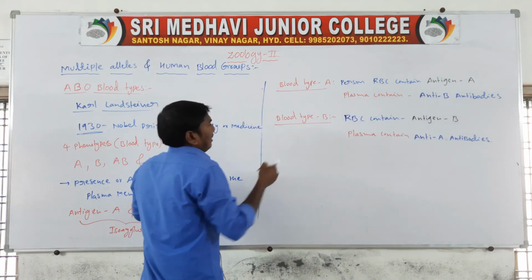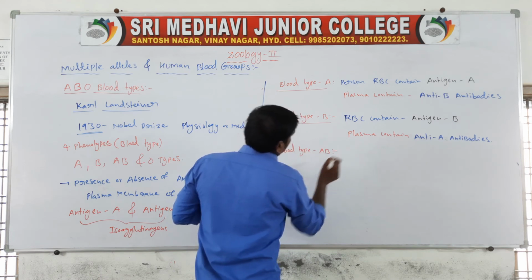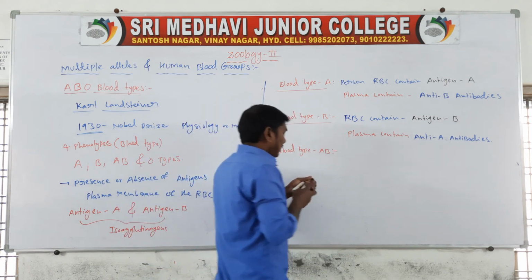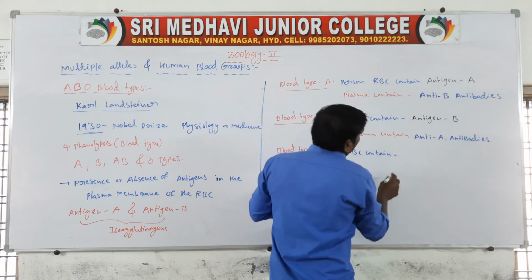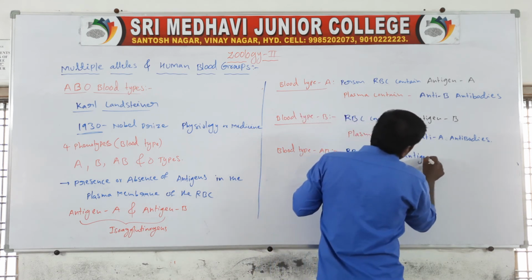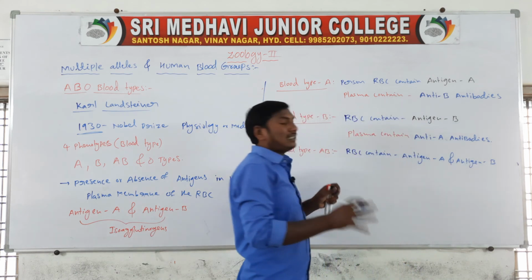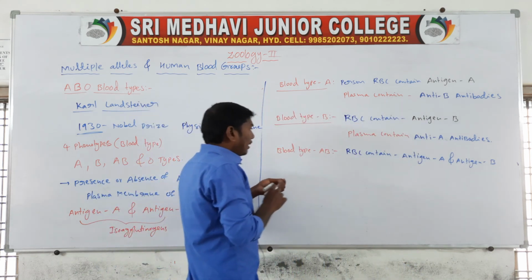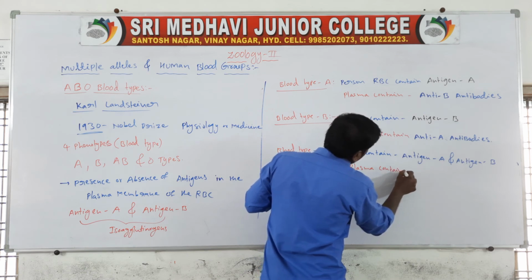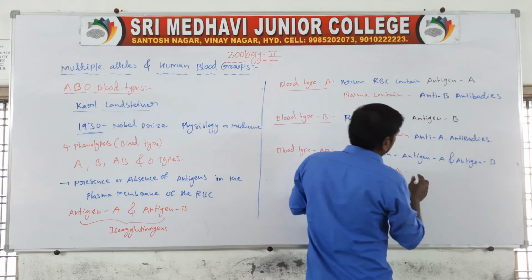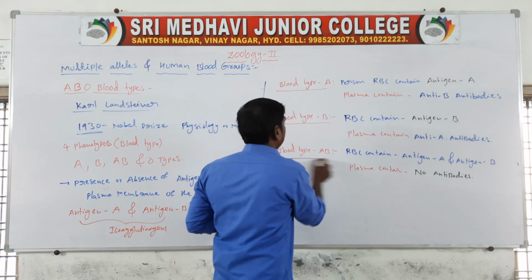Next, blood type AB. In a person with blood type AB, the red blood cells contain both antigen A and antigen B, and the plasma contains no antibodies. This is the AB blood group.